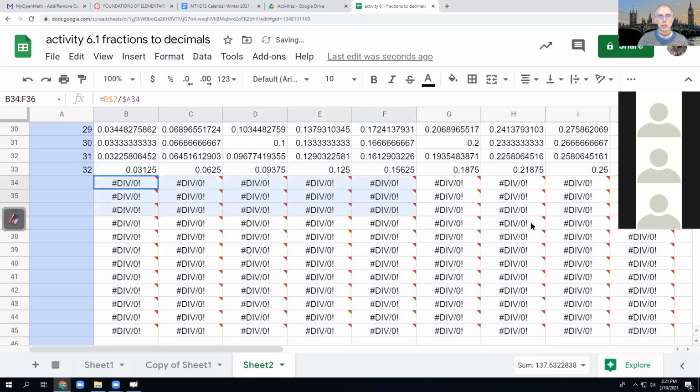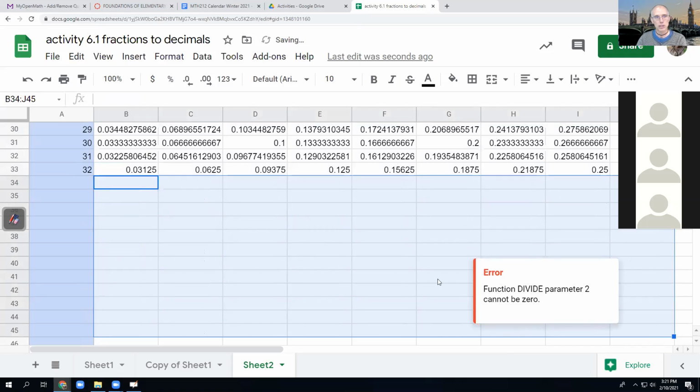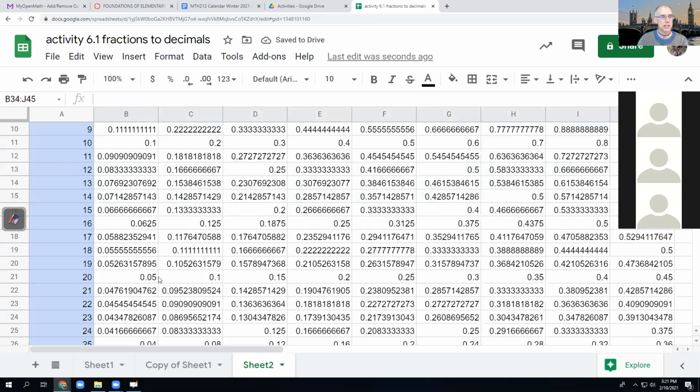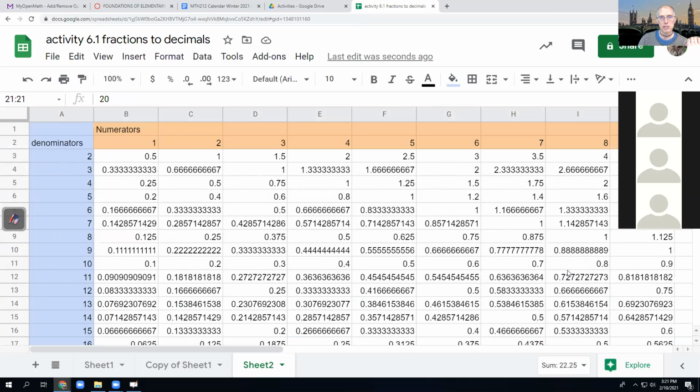Oops, went a little too far. Let's get rid of that stuff. And then I can look back to see if easy stuff looks good. Do my tenths look right? Yep. Do my 20ths look right? Yep. Okay. So that is the spreadsheet that we're going to try and use to answer the question, when does a fraction lead to a terminating decimal, and when does a fraction lead to a repeating decimal? There are some patterns living in here. And so this is my turn to shut up and put you guys in groups to figure it out.